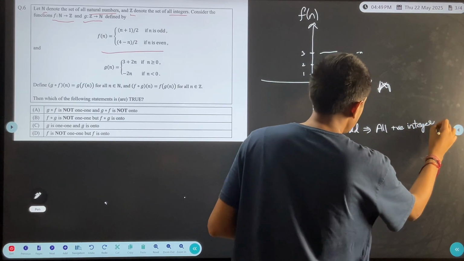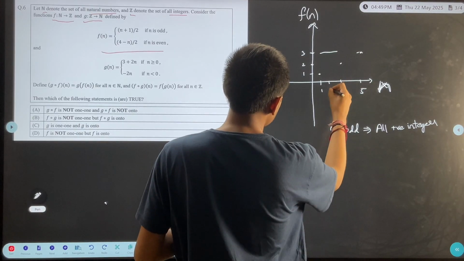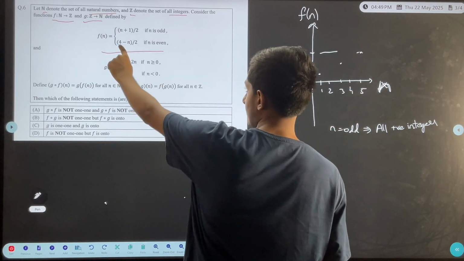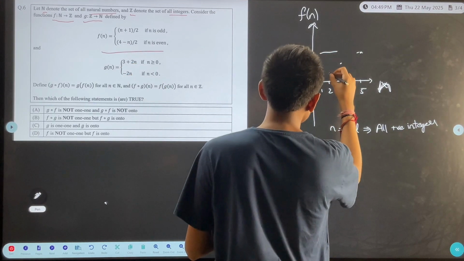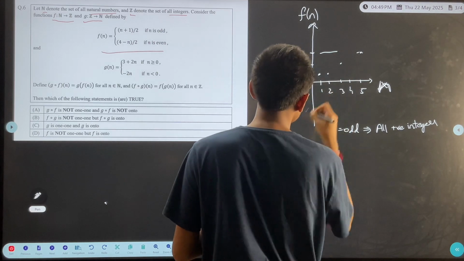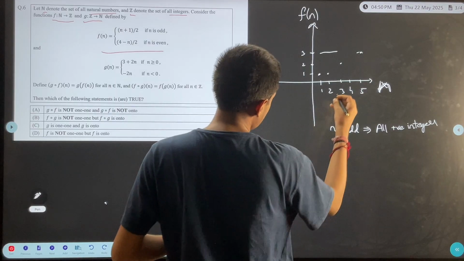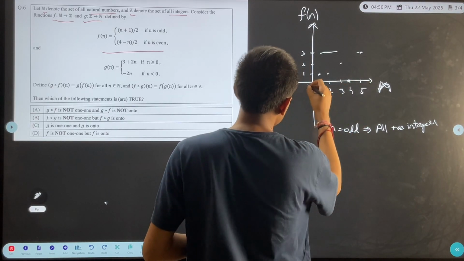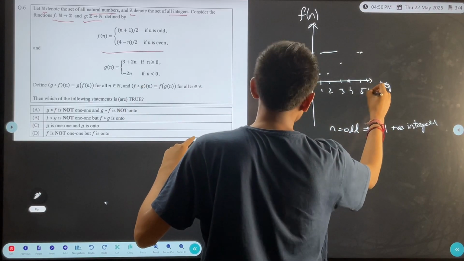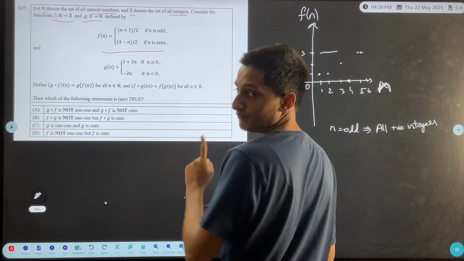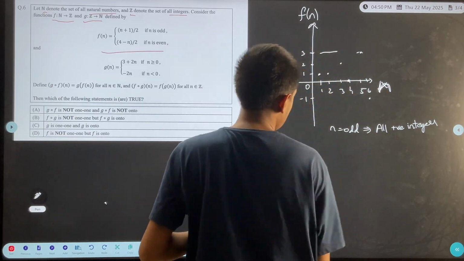Alright. Now let's look at n equal to even case. If I substitute n equal to 2, first, so (4 minus 2) by 2 which is 2 by 2 or 1. So here also I am getting the value as 1. Next, for n equal to 4, (4 minus 4) by 2 will become 0. So here. And next, n equal to 6, we will obtain (4 minus 6) by 2 which is minus 1. So somewhere let's say here minus 1.